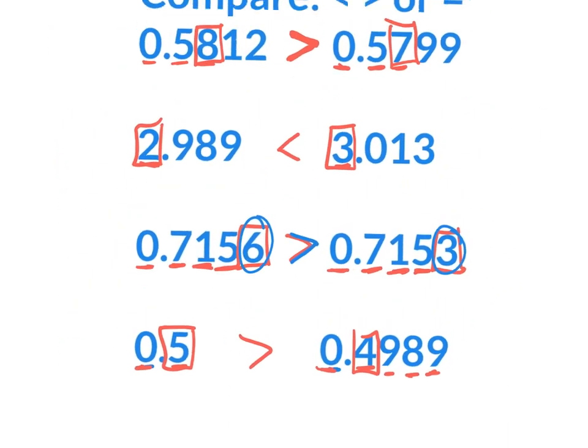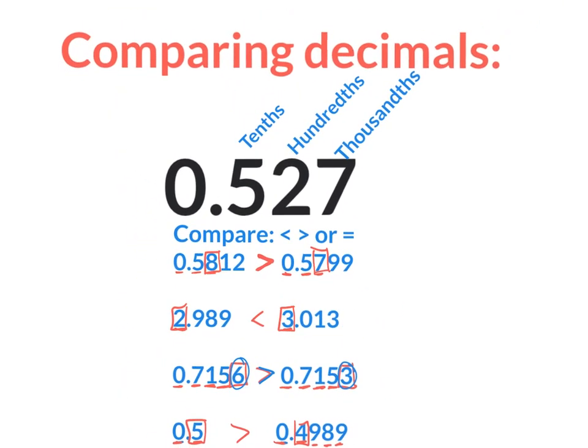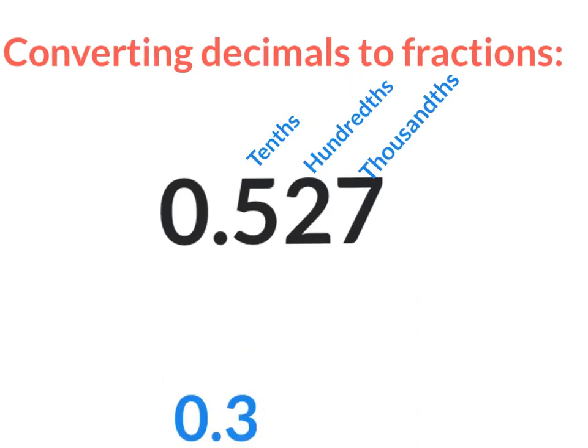So that's how we compare decimals. And again, it's important to know the position of the digits here: tenths position, hundredths, thousandths. That's really going to come in handy when we convert decimals to fractions. So let's talk about converting decimals to fractions.